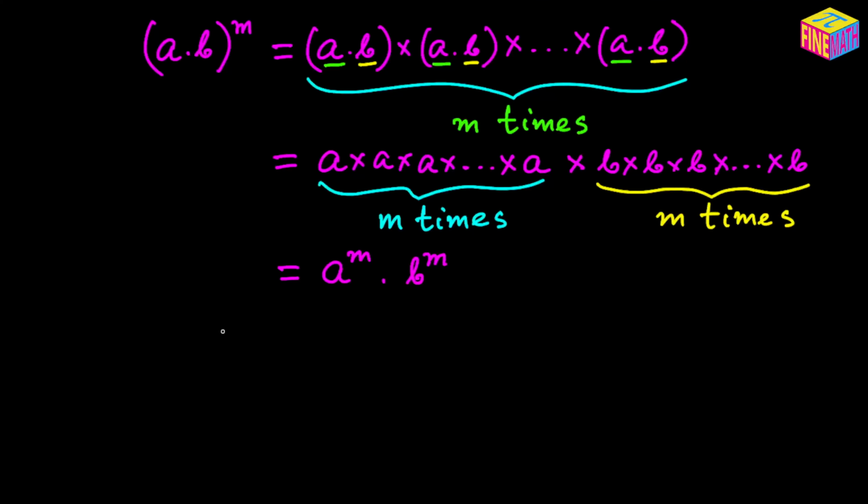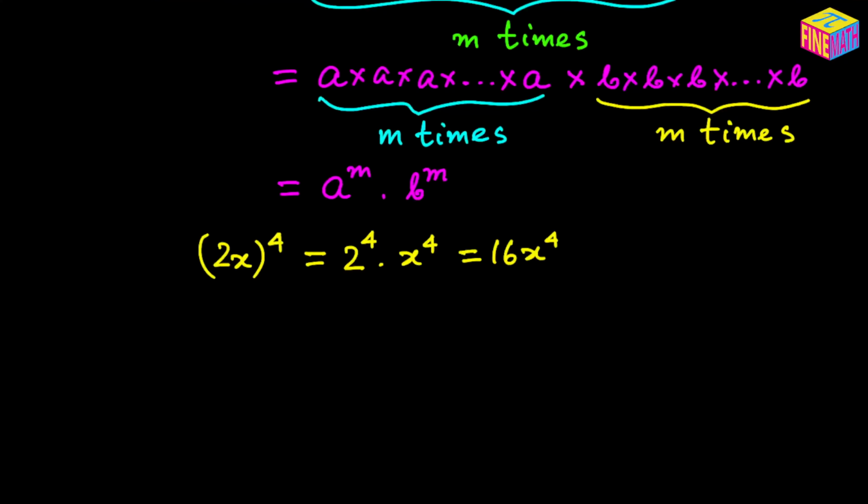Let's take an example. Say suppose we have 2 times x to the power 4. So this can be written as 2 to the power 4 times x to the power 4. So this will be 16 times x to the power 4. Now let's discuss the fourth property. The fourth property is going to look like this.